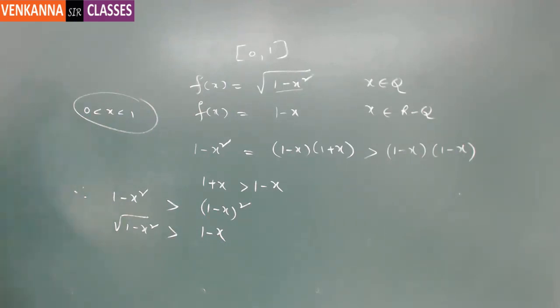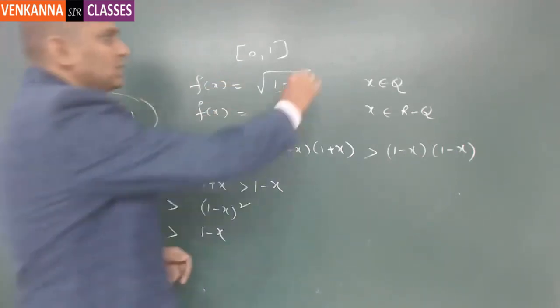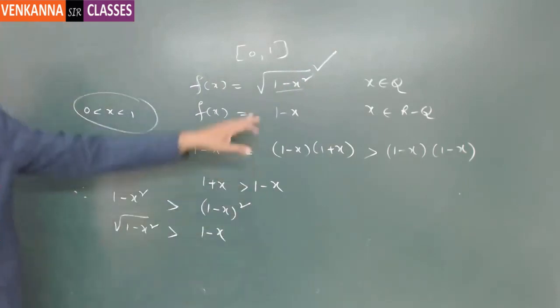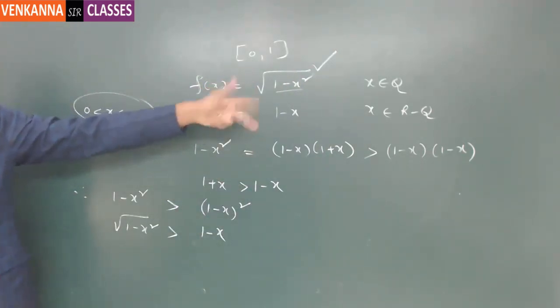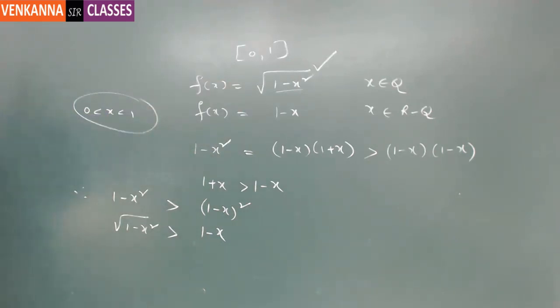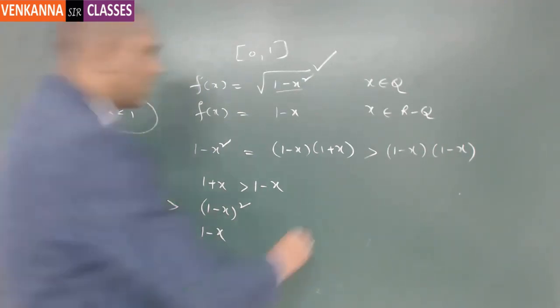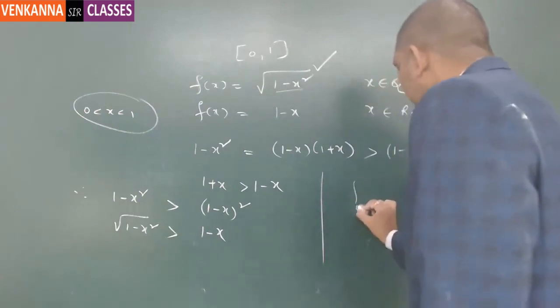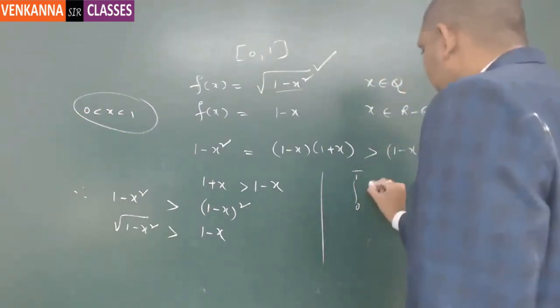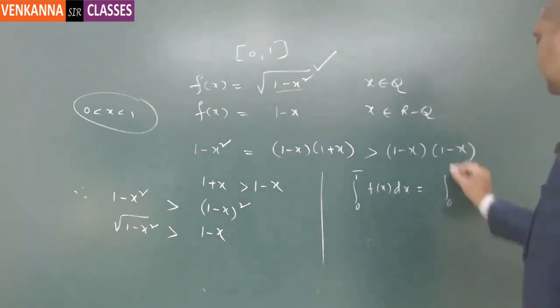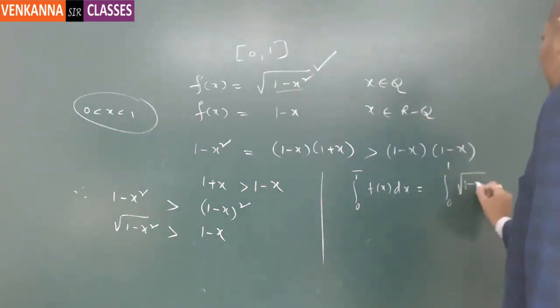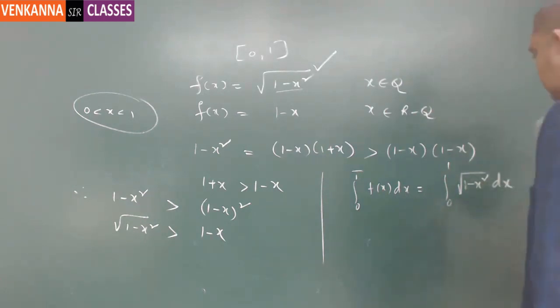Therefore, what happens among the two functions? The first one gives the bigger value compared to the second one. So this is nothing but the supremum and this is nothing but the infimum. Clear? So if you want to calculate the upper integral as well as the lower integral, for the upper integral, integral 0 to 1 bar f of x dx, the upper integral is nothing but integral 0 to 1 root of 1 minus x square dx.